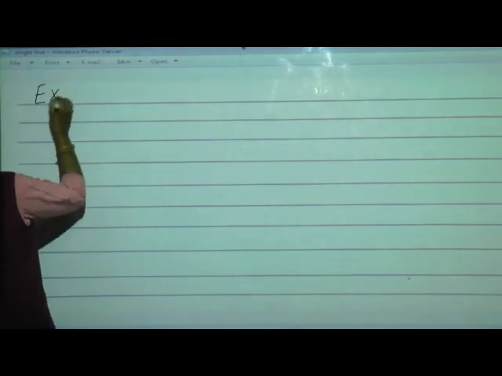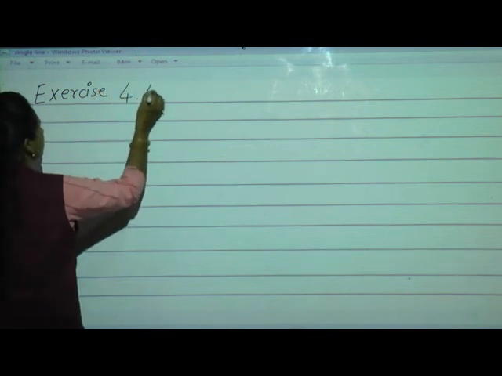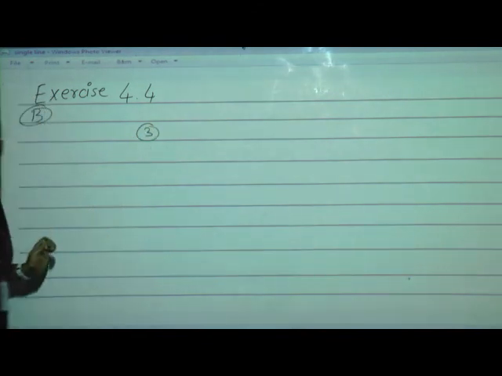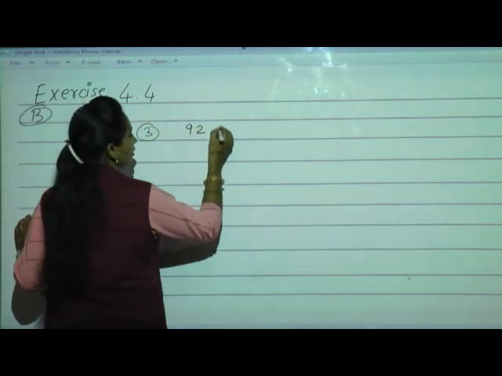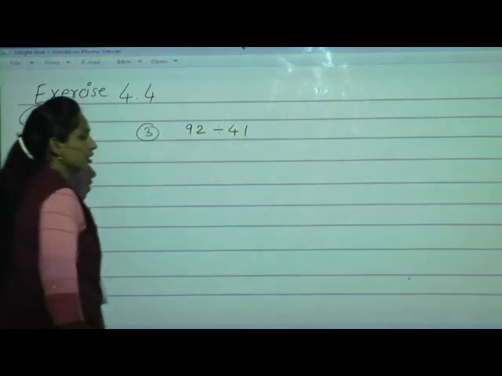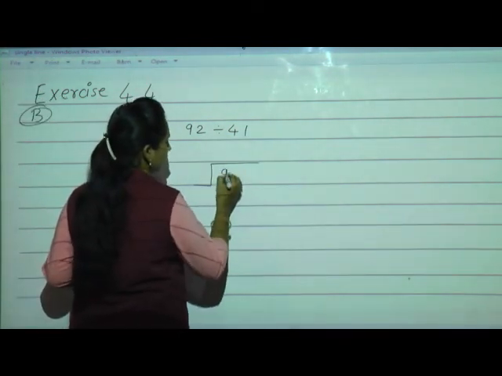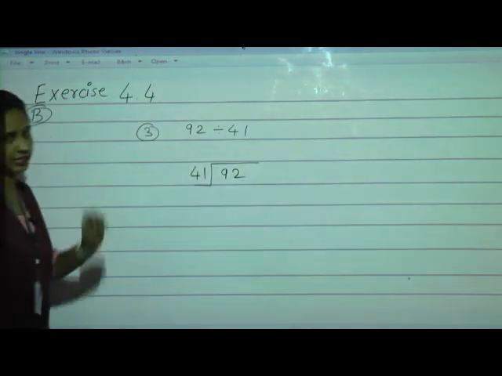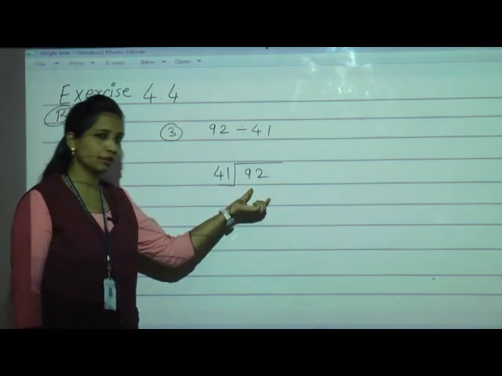Exercise 4.4, B question. Now I will solve the third one for you. What is the third question, students? Just have a look. 92 division by 41, isn't it? So write this number in division, 92 dividend on the right side, 41 divisor on the left side. Now see, 2 digit, go with 2 digit only.